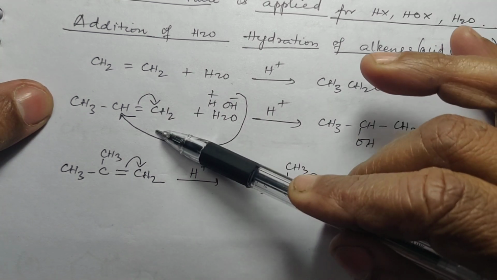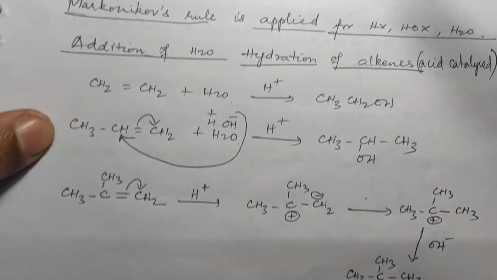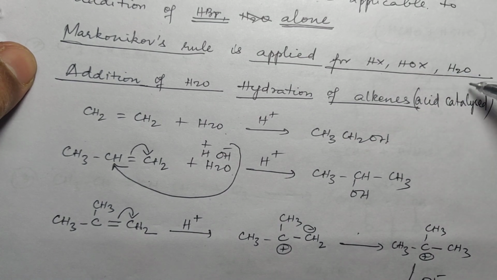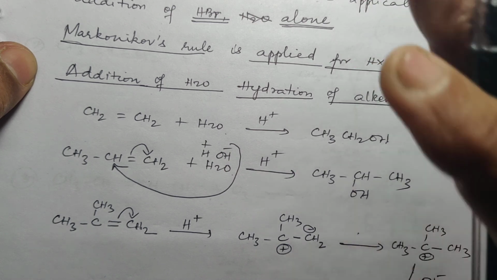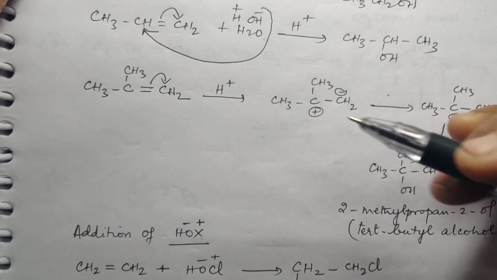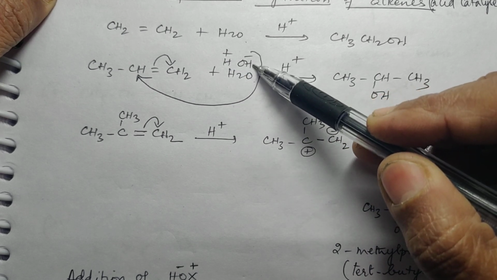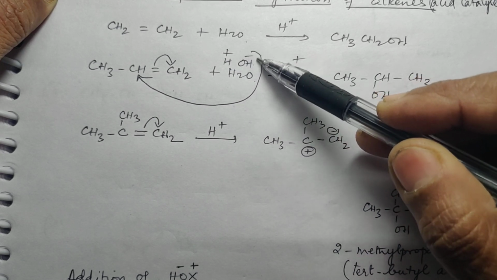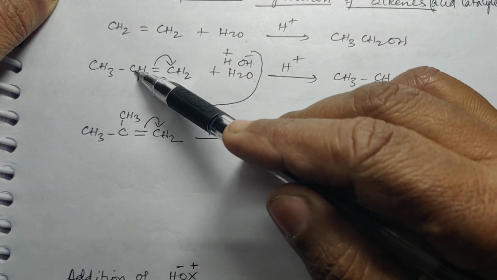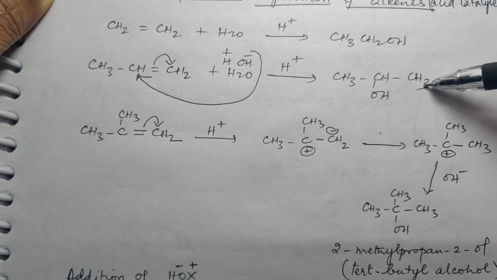Now if you are taking an unsymmetrical alkene, when water is added, again this will follow Markovnikov's addition. Markovnikov's rule is applied for HX, HOX and water. In all the three cases, Markovnikov's rule is applied whenever it is added to an unsymmetrical alkene. So here also when water is added, water will be in the form of H plus and OH minus. What do you know in Markovnikov's rule? The negative part of the added molecule will go to that carbon having less hydrogen. So it will go to this carbon. So OH will attach here and H plus will go here. So you will get propan-2-ol.